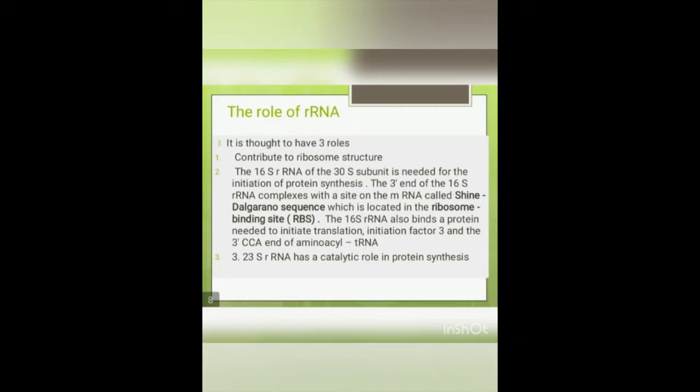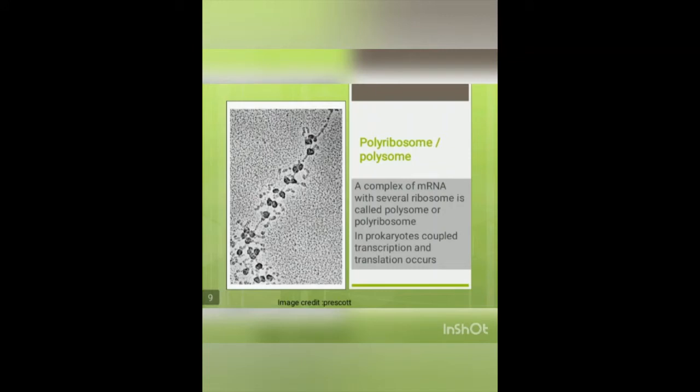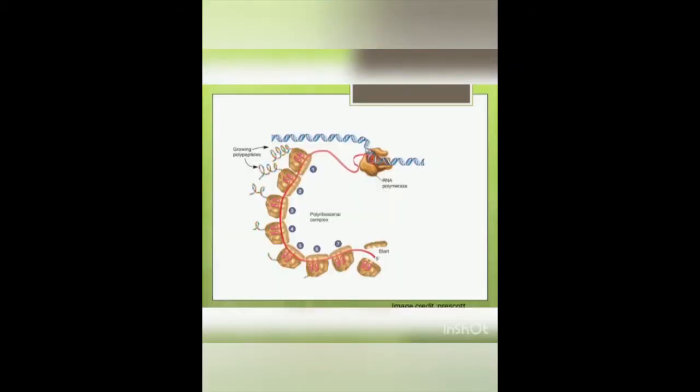The 16S RNA also binds a protein needed for initiation, initiation factor 3, and the 3' CCA end of the aminoacyl tRNA. The 23S RNA has a catalytic role in protein synthesis. Polyribosome or polysome: a complex of mRNA with several ribosomes is called a polysome or polyribosome. In prokaryotes, coupled transcription and translation occurs. This is a pictorial representation where you can see the transcription and translation occurring simultaneously.